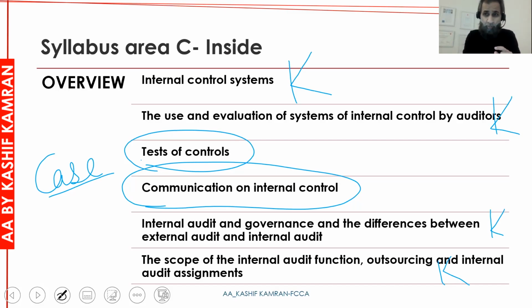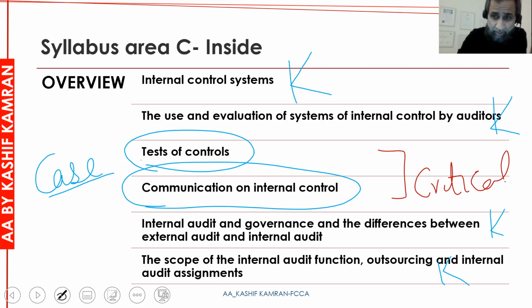From an examination point of view, since this topic comes in every single exam sitting, these are the 2 critical areas where I have to spend a lot of time when delivering lectures and doing past papers. The rest of the areas will not take much time because these are knowledge areas, but the areas which will take time because we have to do the practice as well are the 3rd area, test of controls, and the 4th area, communication on internal controls.